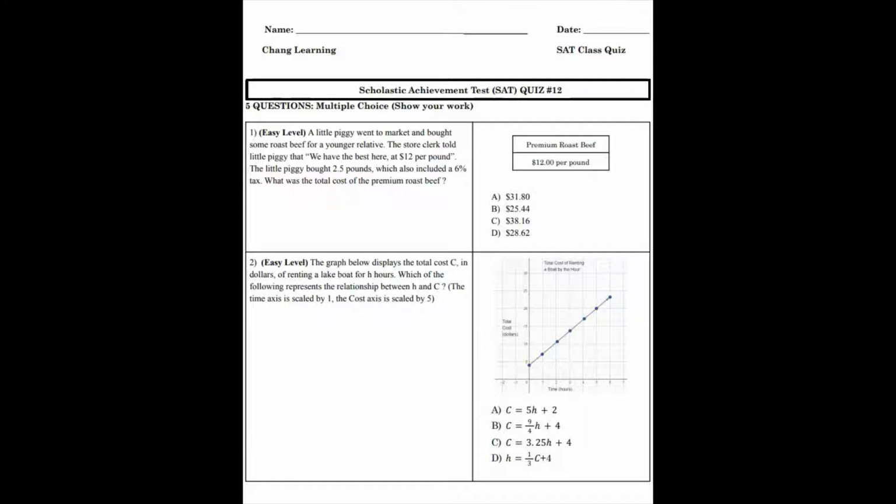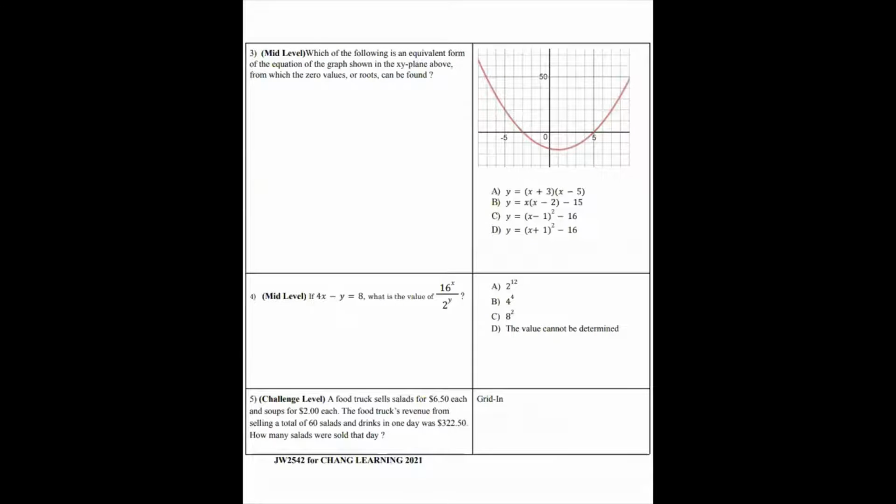Question number 1 of the 5 questions reads: a little piggy went to market and bought some roast beef for a younger relative. The store clerk told little piggy that we have the best here at $12 per pound. The little piggy bought 2.5 pounds, which also included a 6% tax. What was the total cost of the premium roast beef?